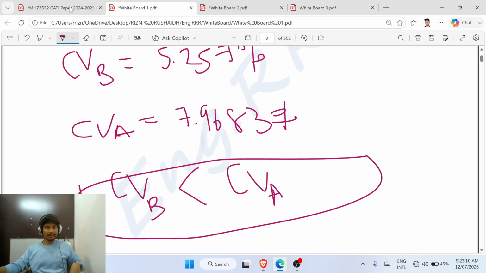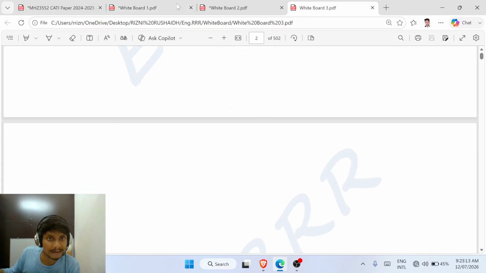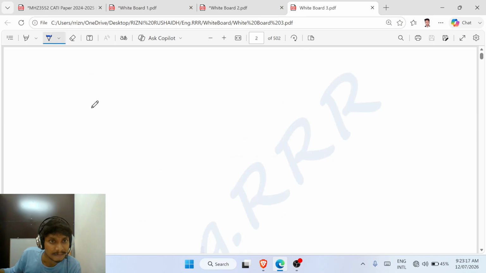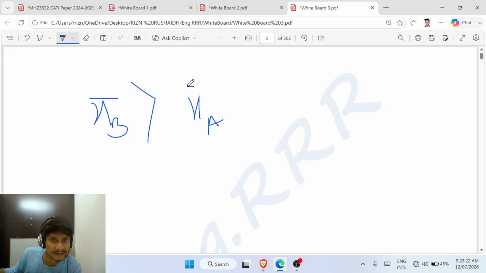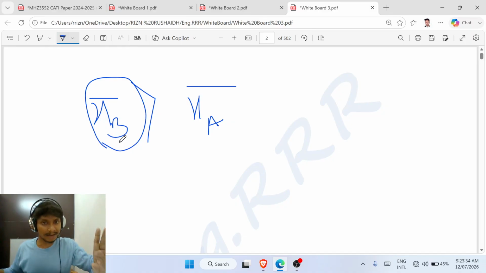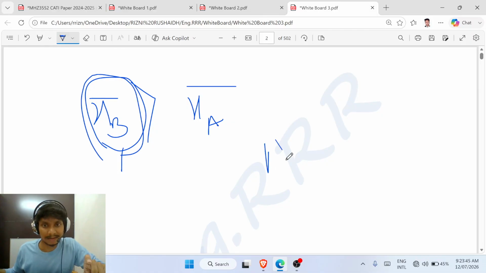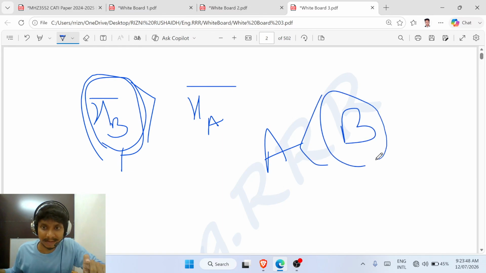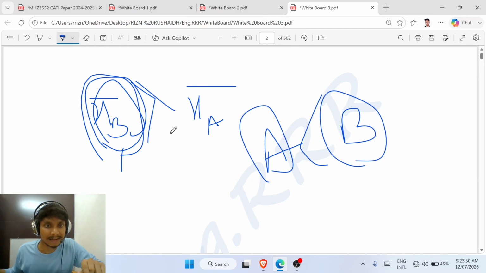We have already found that XB bar is greater than XA bar, right? If XB bar is greater than XA bar, the lifespan of B is greater. Don't confuse. We have found that. Therefore, the lifespan of B is greater than A, because XB bar is greater than XA bar.